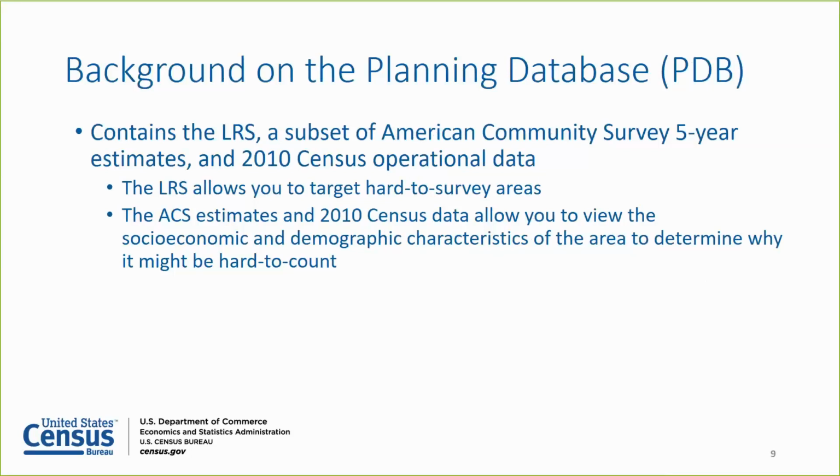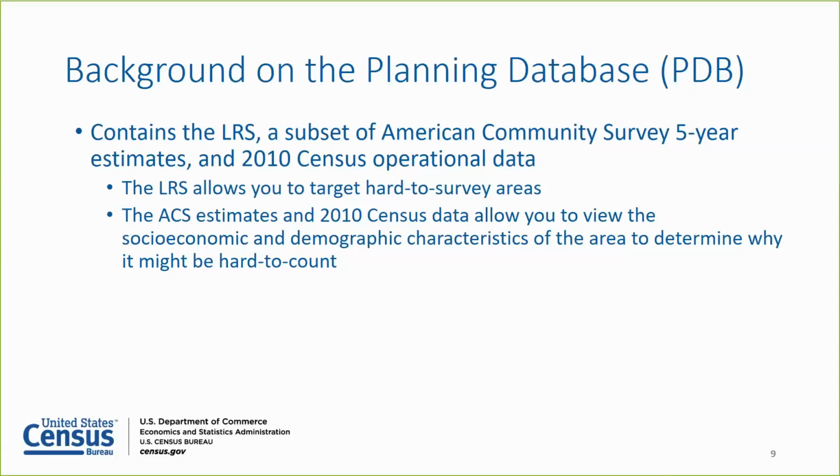So the planning database is a product that's created and published by the Census Bureau on a semi-annual basis. The most recent version of the database that was published is the 2018 planning database, and that was released in June of last year. That means that we're actively working on the 2019 planning database right now, and that should be live at the end of next month, along with an update to this Rome application. The planning database contains the low response score. It also contains a subset or a greatest hits of the American Community Survey, or ACS, 5-year estimates, as well as some 2010 census operational data.